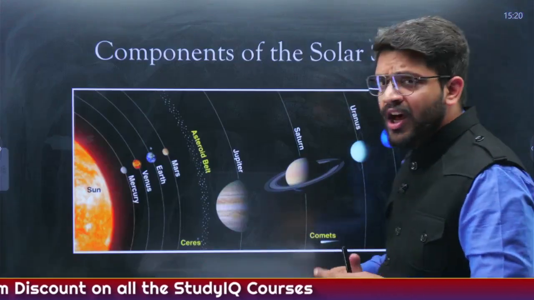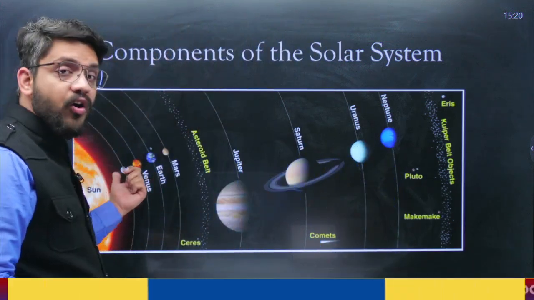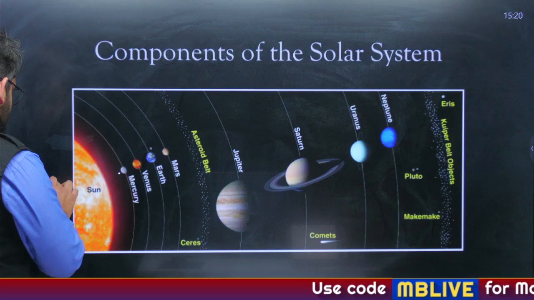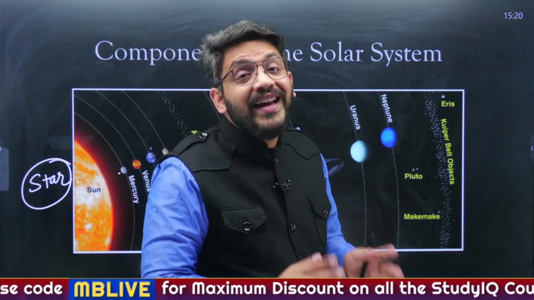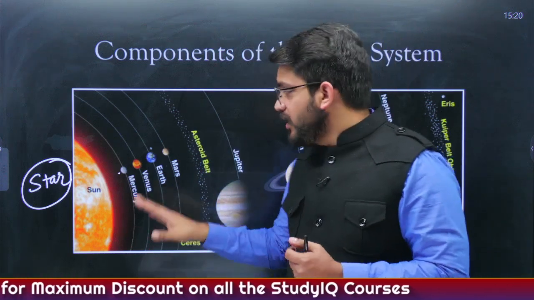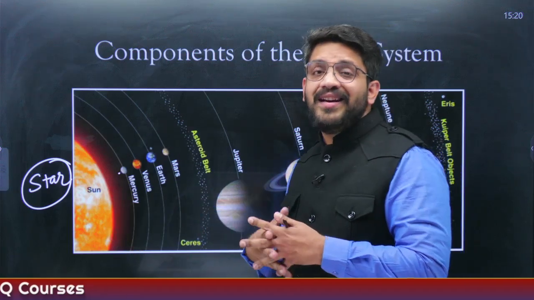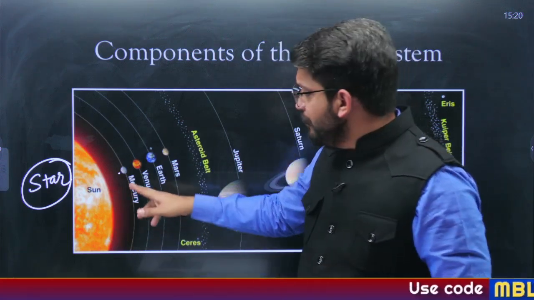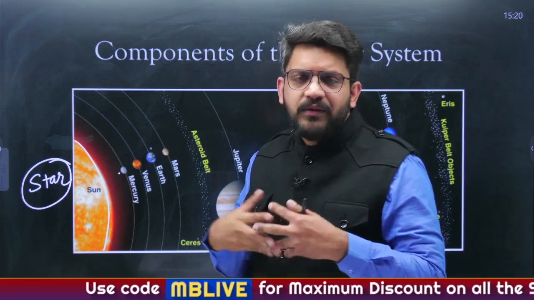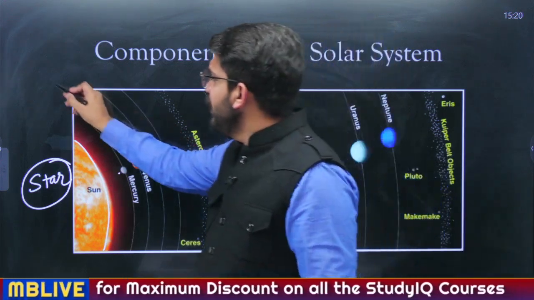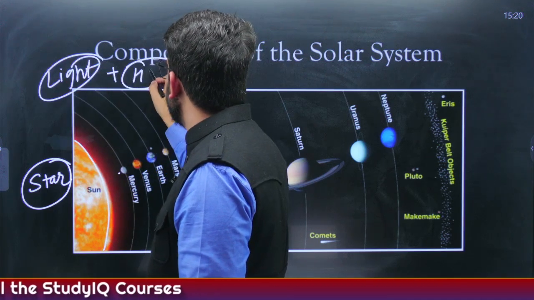Next, now come to our solar system. Our solar system comprises one Sun, or I can say one star. The Sun is the only star present in our solar system, and the Sun is the only source of heat as well as light for our solar system. Because of several nuclear reactions that happen in the Sun, we get light as well as heat energy.